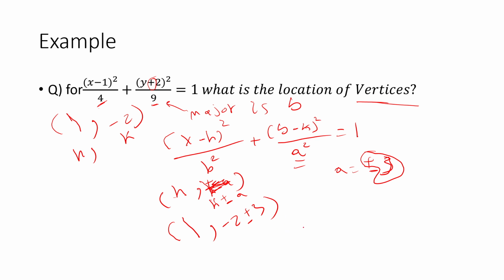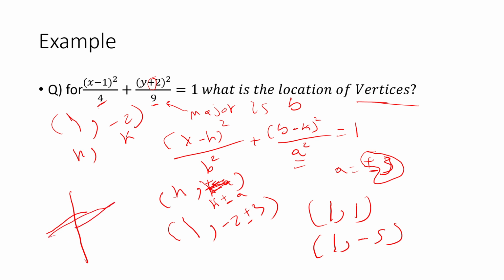So the vertices are, one vertex is at (1, 1), and the other vertex is at (1, negative 5). So the shape of this ellipse is something like this. Excuse my drawings, but it's not easy to draw with this pen.